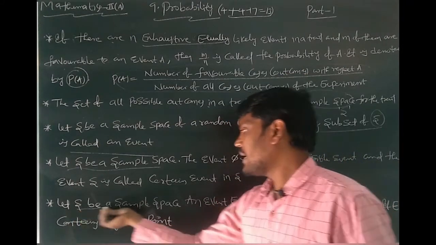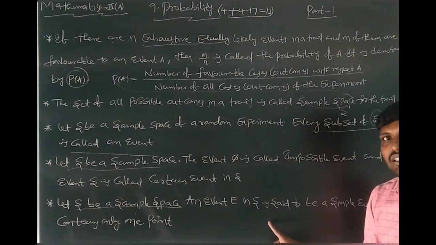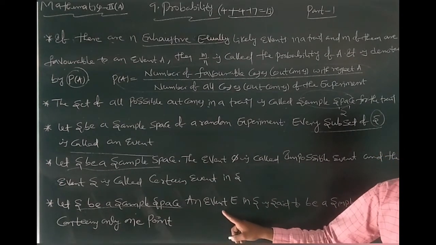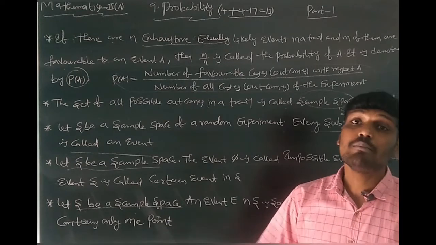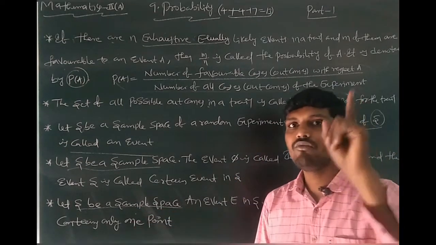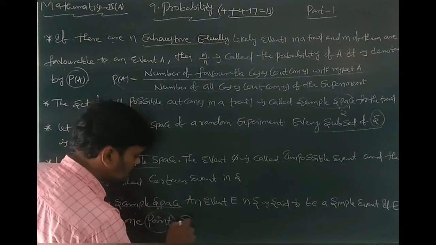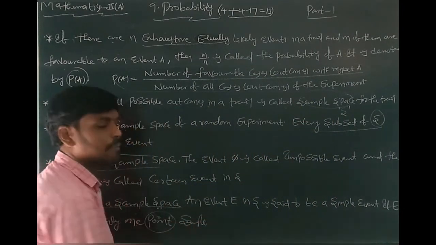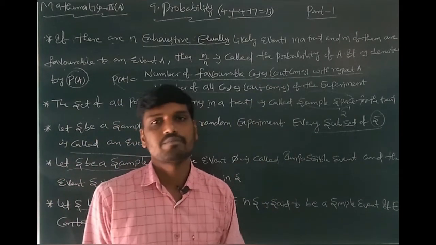Next point. Let S be a sample space. An event E in S is said to be a simple event if E contains only one point, that is, a sample point. These are the important points of probability.